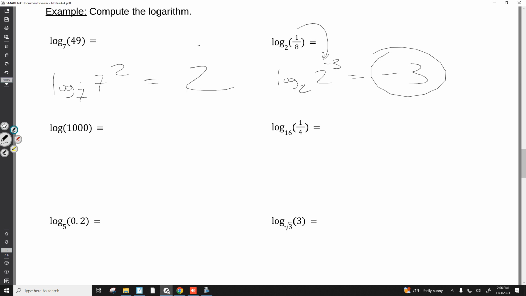10 cubed is 1,000. The log base 10 of 10 to the 3rd is the same as the log base 10 of 1,000. There's another way to get 3. Or you rewrite this as 10 to some power equals 1,000. I don't care. Just get the right answer.